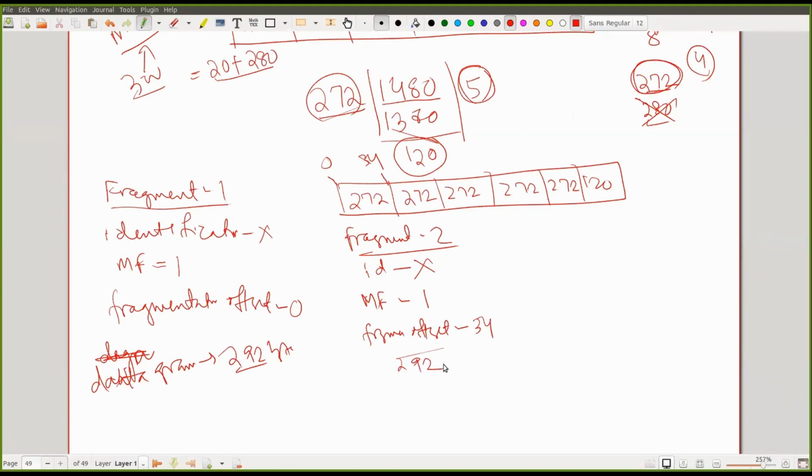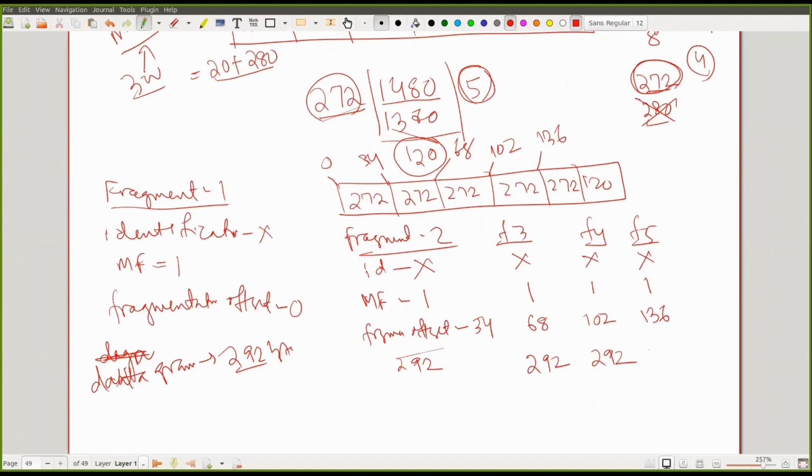Now similarly, tell me about fragment 3. What should the identification be? X. What should the MF value be? The offset is 192. Then tell me about fragment 5. Same X, MF is 1. The offset is 136. Then the datagram size is 292. Then fragment number 6.